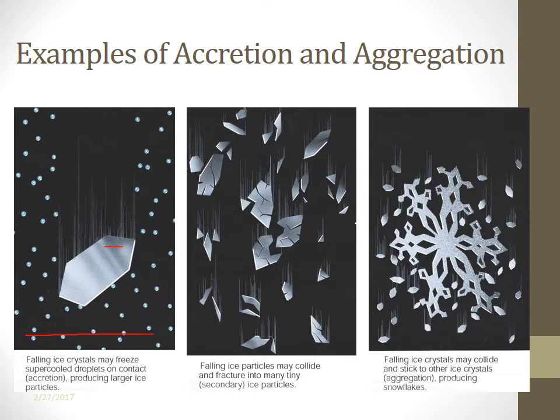I've got a solid form of ice here, and it's falling. You see how it's swept out a column of air right here that has removed all the cloud droplets, and those cloud droplets have been frozen onto this ice, and that's accretion. Now here's the aggregation process.